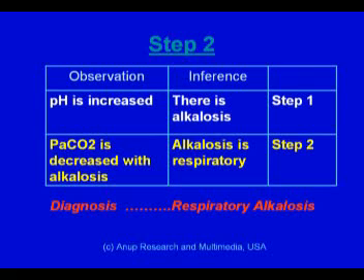Now with the increased pH with the alkalosis, the PaCO2 is decreased, and this fits the definition of respiratory alkalosis. So step 2 was we decided the alkalosis is respiratory. As we saw, the normal PaCO2 is 35 to 45 and any PaCO2 below 35 is low. In this case the PaCO2 was 25, so it is low, and that is why step 2 shows that the alkalosis is respiratory. Now let's go to step 3.